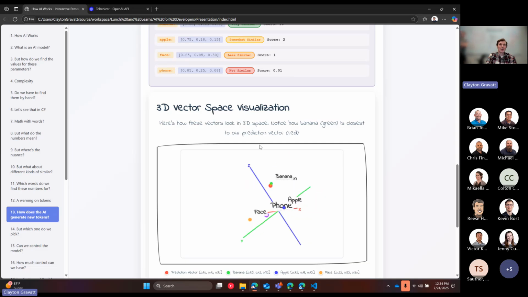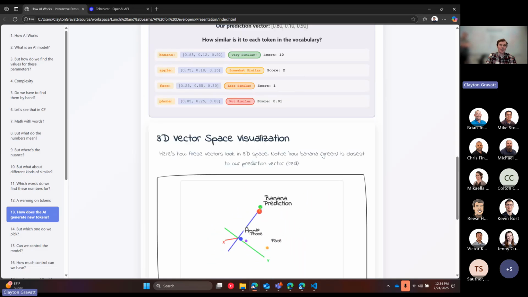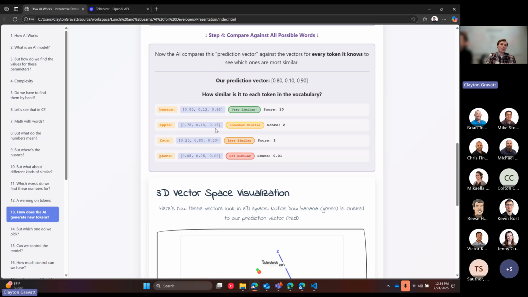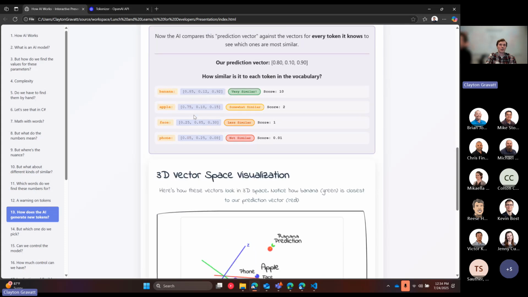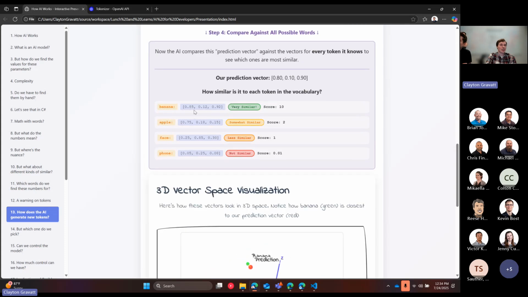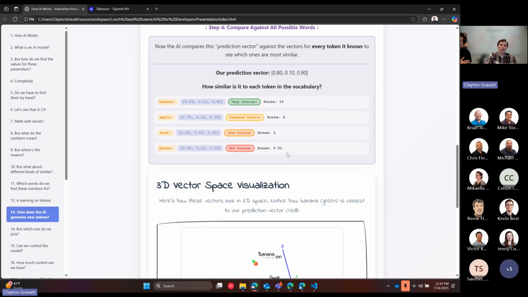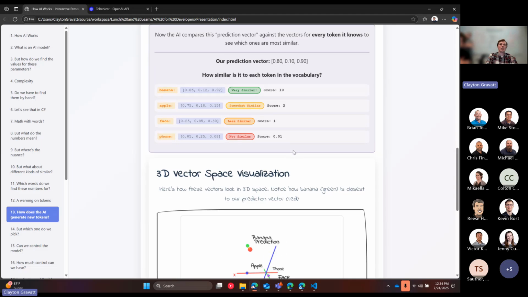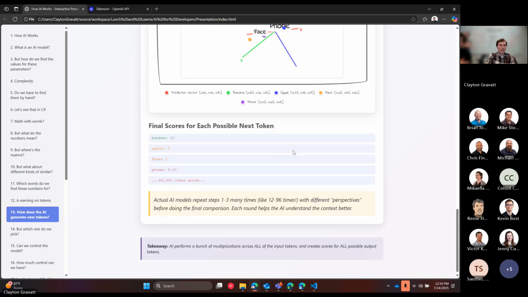But somehow we figured out which ones are the closest, and the closer they are, let's give them a higher score. So I'll look up here, banana looks like it was the closest. Just looking at it, closest. So it'll get a higher score. Apple, not quite as good, a lower score. Face, luckily, is low down, and then phone is very, very low, so not very similar at all. And this is done for all the other tokens that our model has learned about so far. And so we have our final scores for each possible next token.